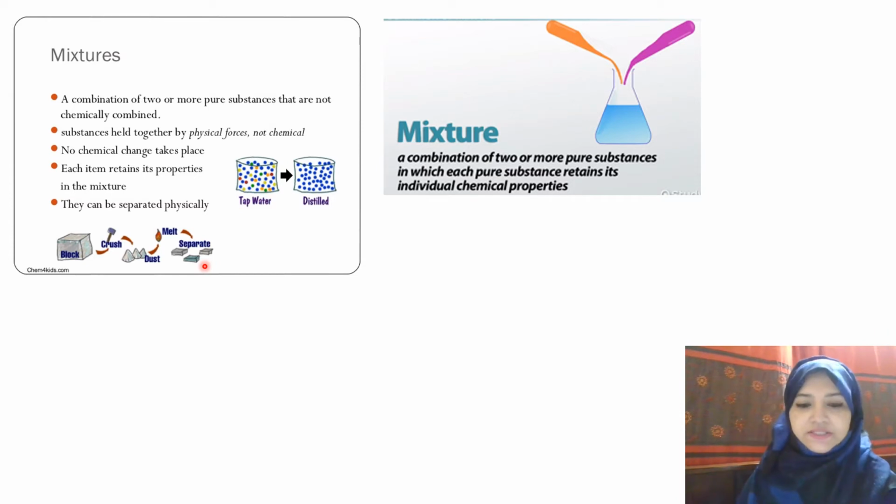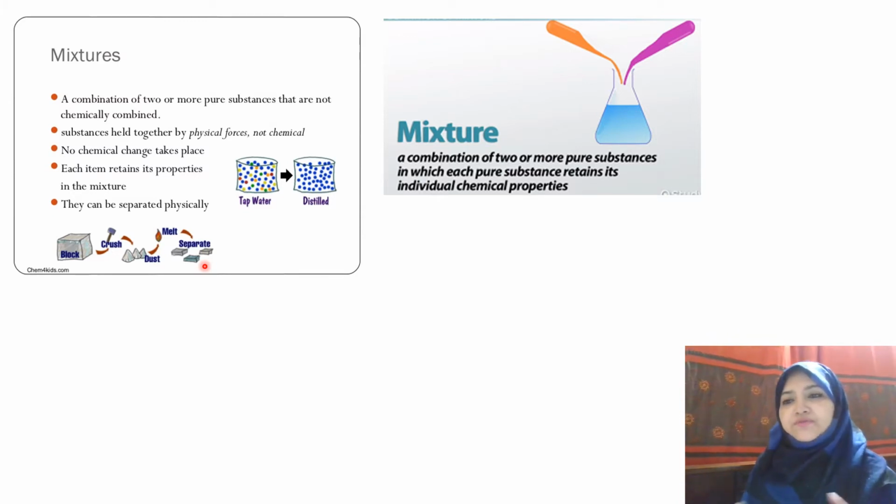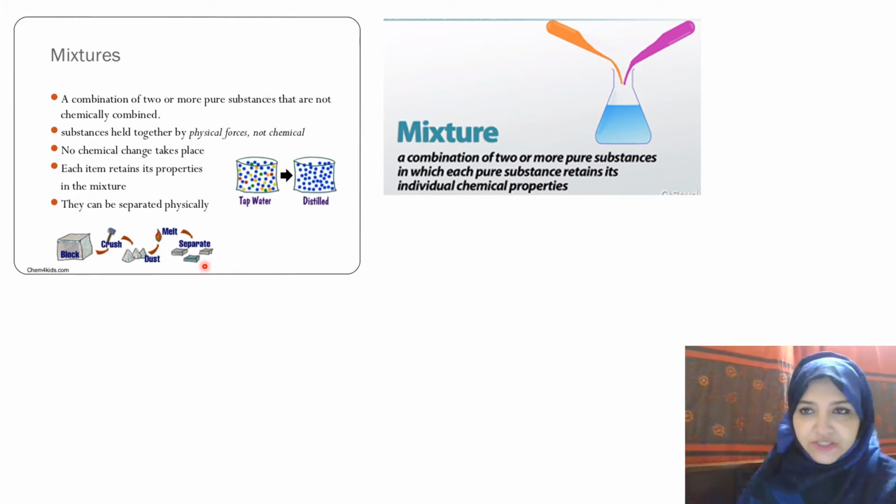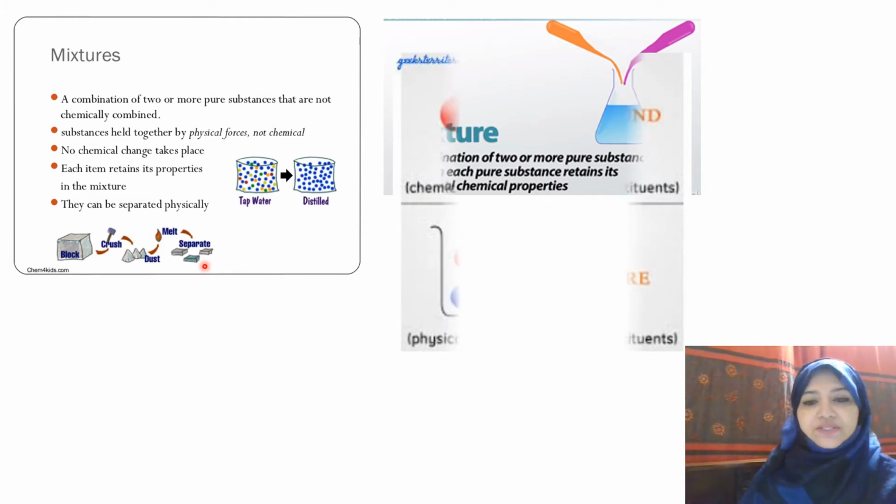That's why mixtures are an impure substance, and they have no definite chemical formula. They can be mixed in any ratio, and the properties of the mixture are the properties of its constituent components. This mixture can be classified into two types: one is homogeneous mixture and another is heterogeneous mixture.